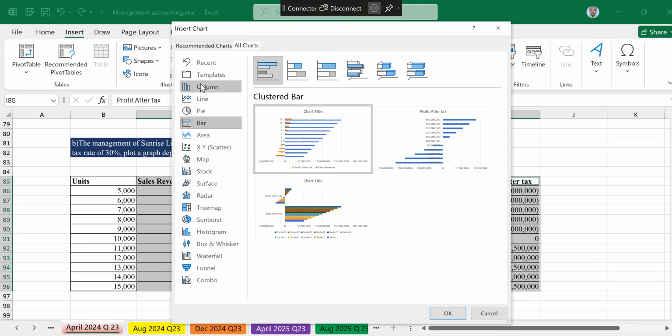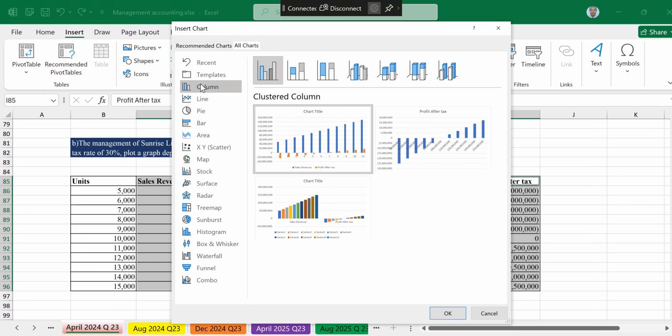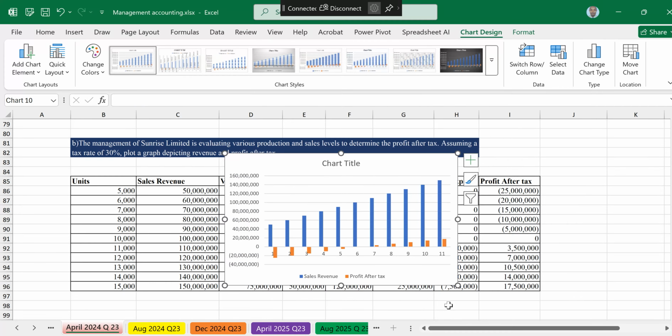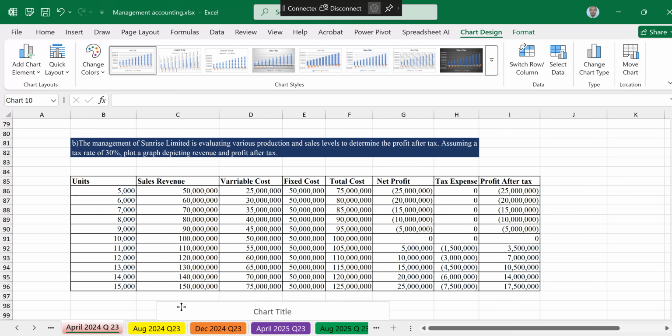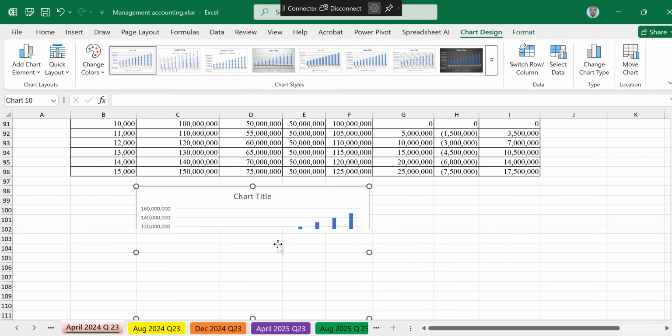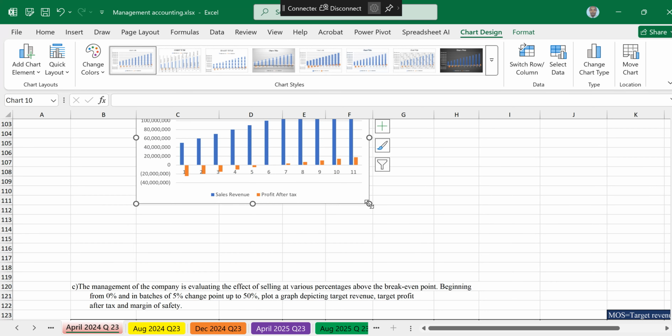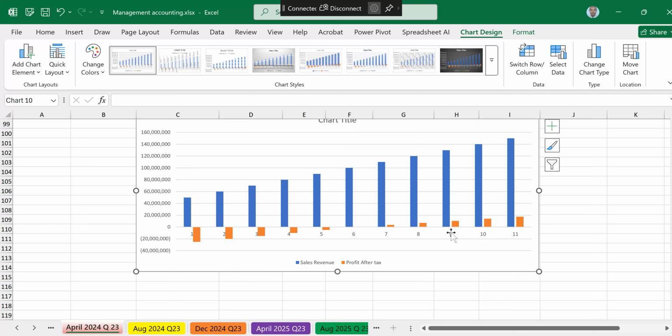Which one is better between bar and column? Okay, column, then the first one. So just click on column, then okay. That way, we have that chart. Move it down. Make it a bit bigger.